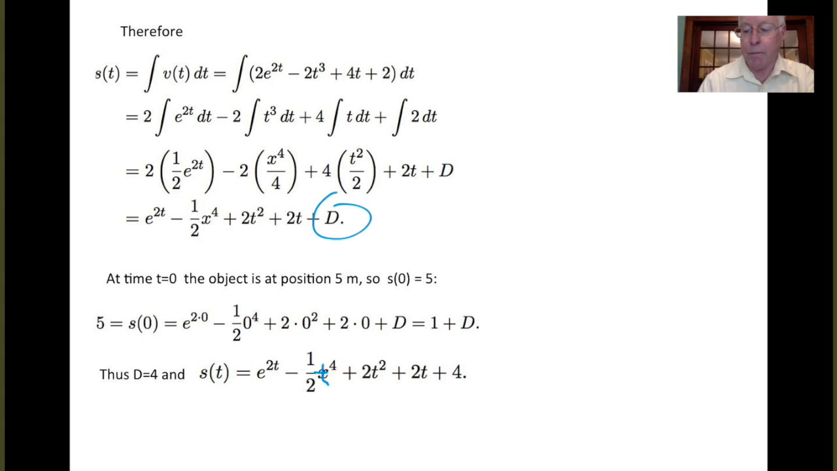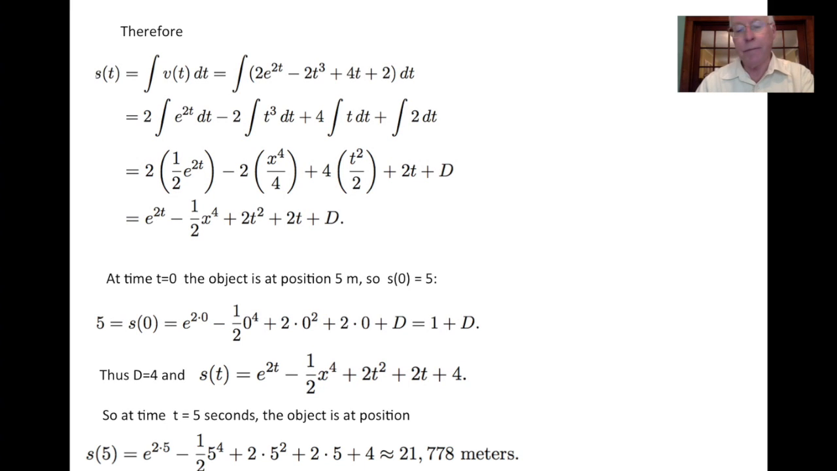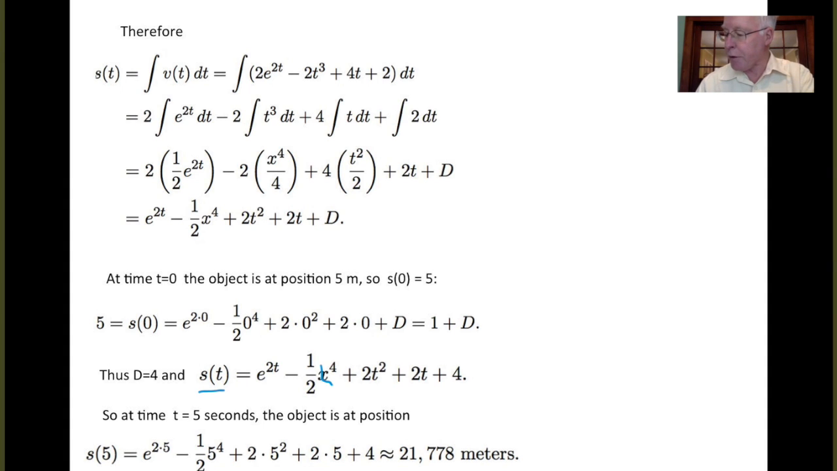So there is an expression of s of t, and notice again how the constants of integration, the plus c plus d, were taken care of by what were called initial conditions, the data that v of 0 equals 4 and s of 0 equals 5. Now we want to answer the problem, which said where is the object at time 5? And that's one more computation. We can now just plug 5 in for t up in the position formula. And doing that gives this expression here. And we see the object's pretty far away. It's at the meter mark 21,778.